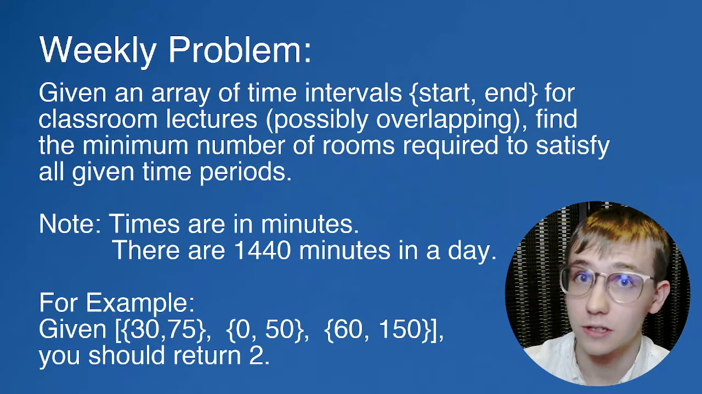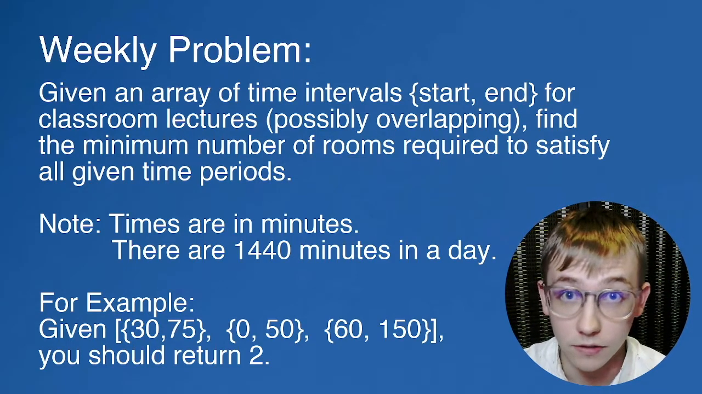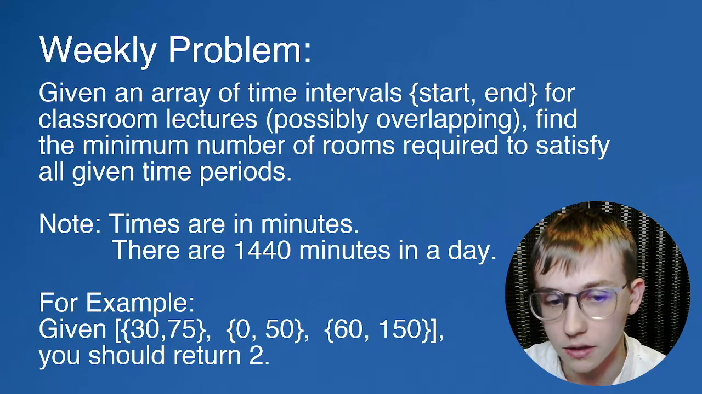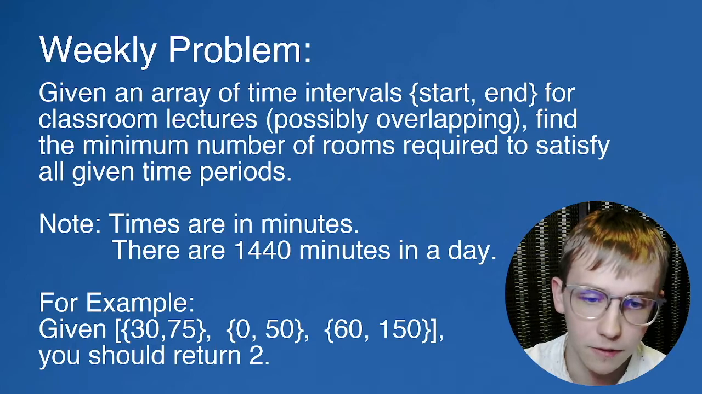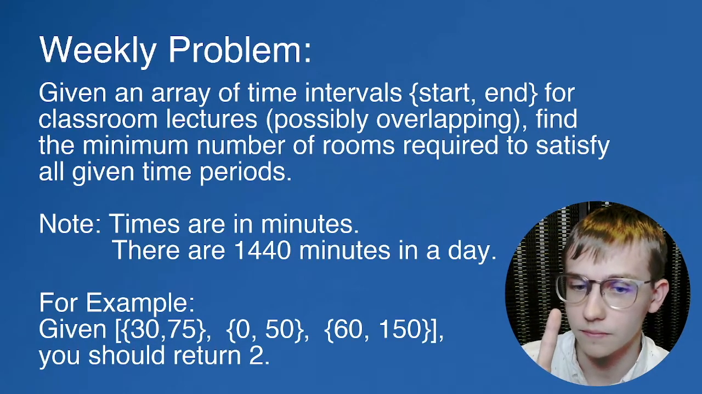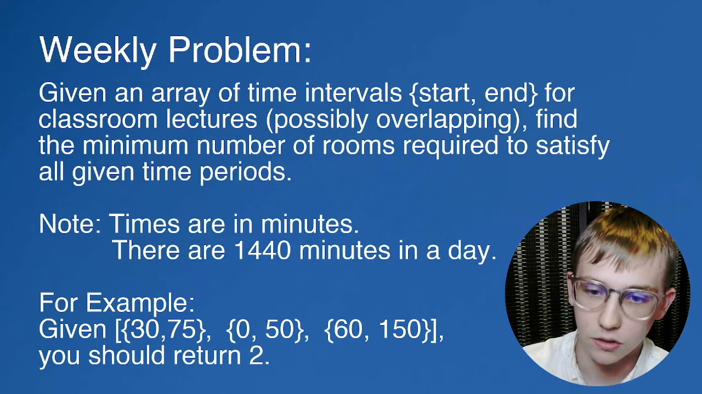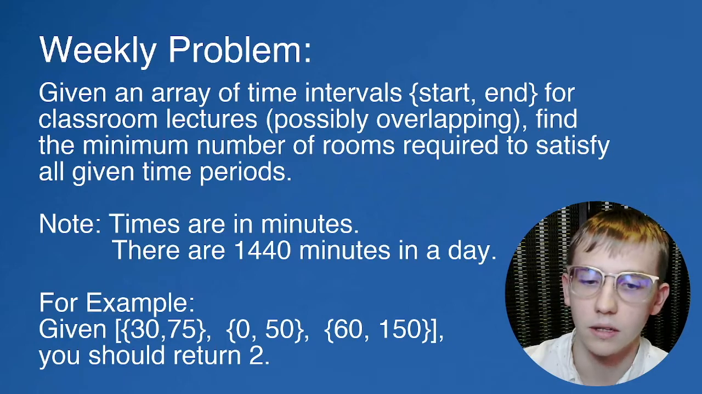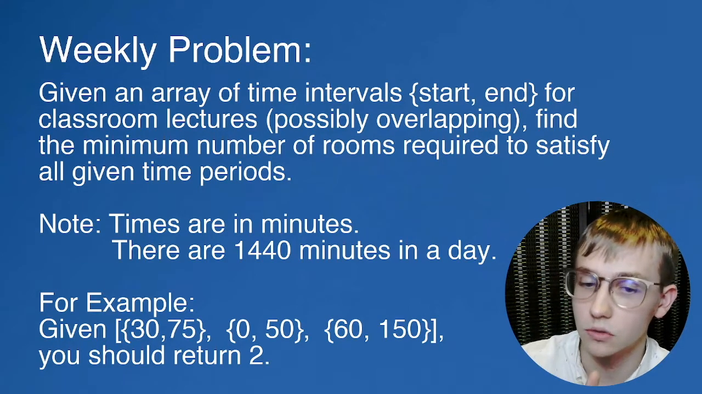The first class that would start would be the 0 to 50 class. The second one to start would be the 30 to 75. And the third one to start would be the 60 to 150. So the 0 to 50 starts, you have one classroom running. Shortly into that class, the 30 to 75 starts running, and it starts in the middle, so you'll need two classrooms.